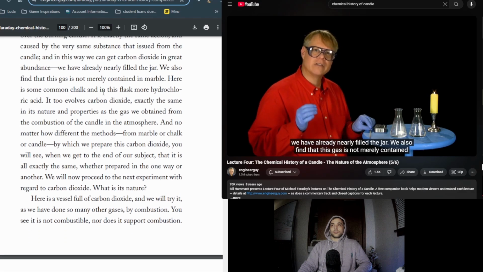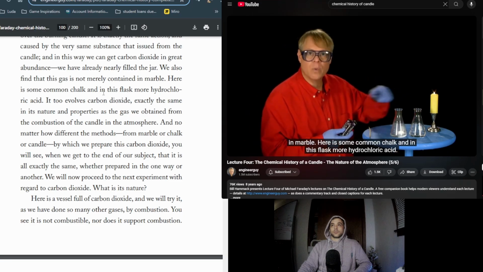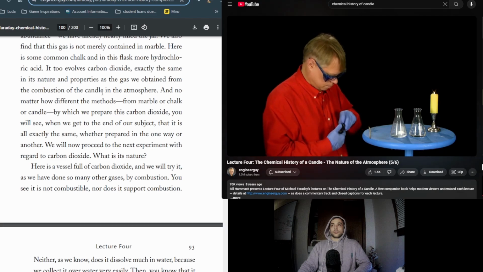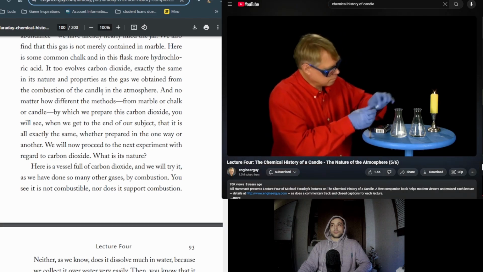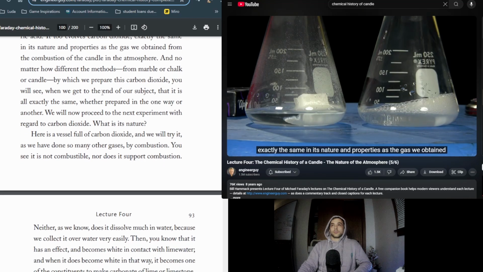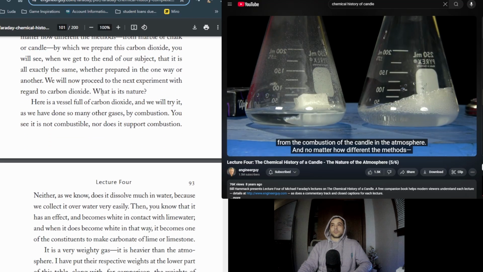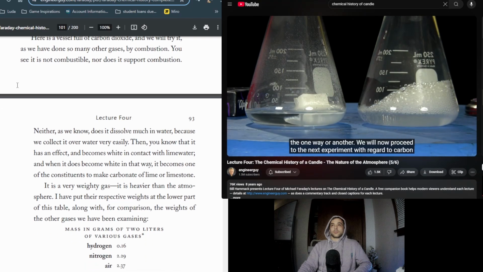We also find that this gas is not merely contained in marble. Here is some common chalk, and in this flask, more hydrochloric acid. It too evolves carbon dioxide, exactly the same in its nature and properties as the gas we obtain from the combustion of the candle in the atmosphere. And no matter how different the methods, from marble or chalk or candle, by which we prepare this carbon dioxide, you will see when we get to the end of our subject that it is all exactly the same whether prepared in the one way or another.